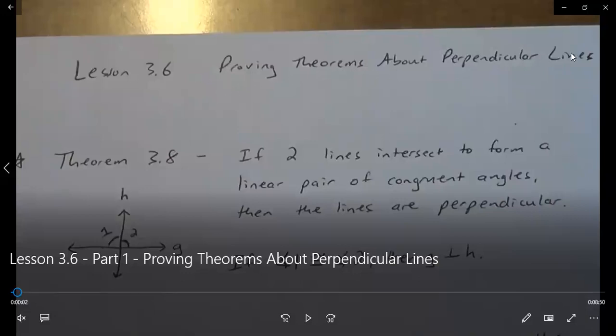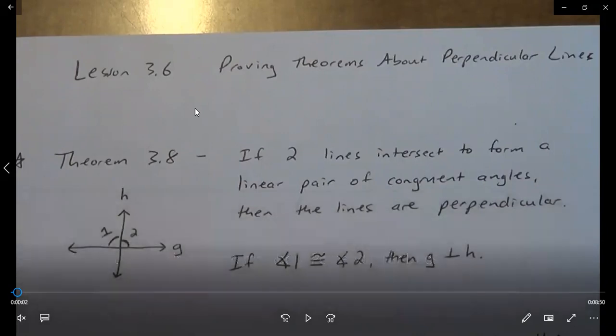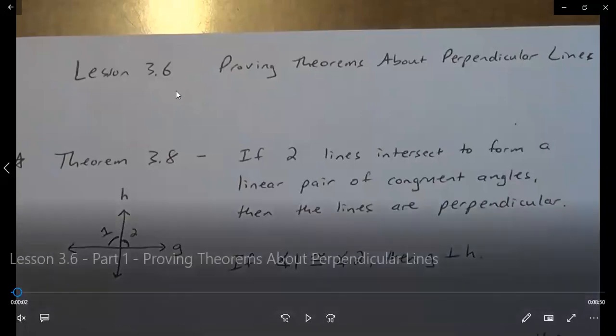In this lesson, we have theorems which we are going to use later on in the questions to prove that two lines are perpendicular, or to use when the two lines are perpendicular. So the first theorem is 3.8. If two lines intersect to form a linear pair of congruent angles, then the lines are perpendicular. So this is the first theorem.